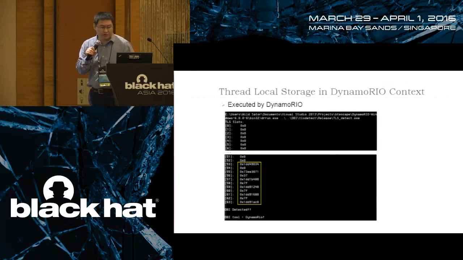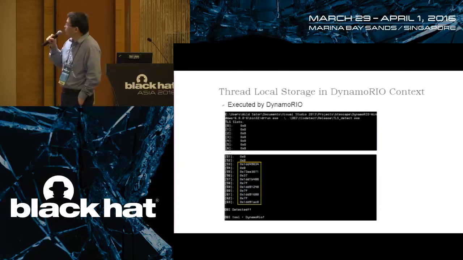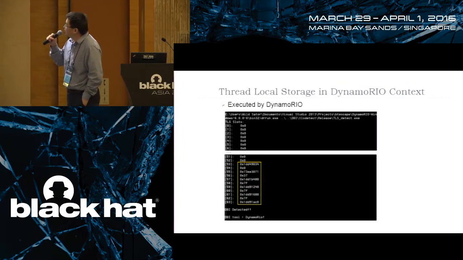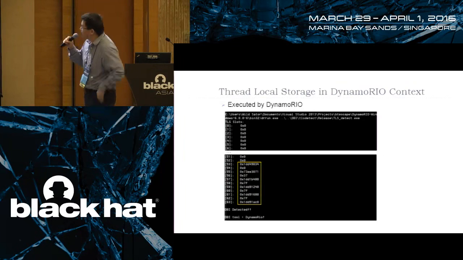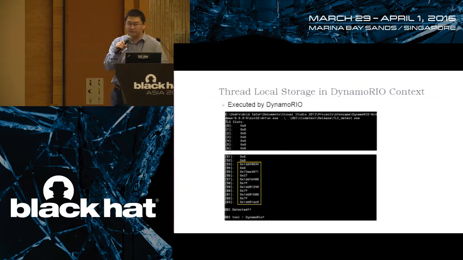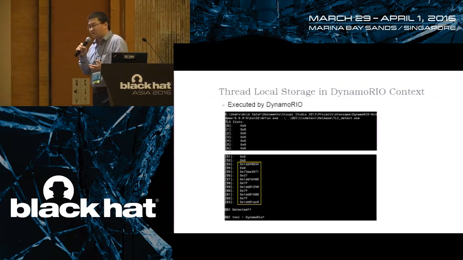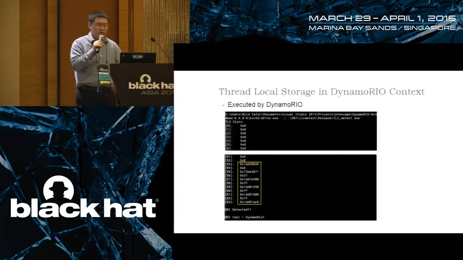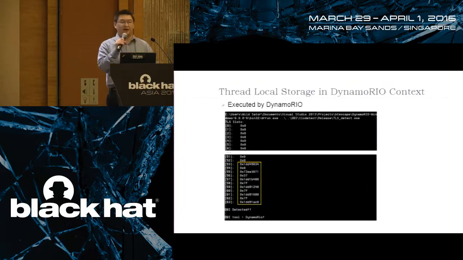Here, this one is about DynamoRIO. If you run DynamoRIO, you can see the later indexes, for example 53, and after that a bunch of values. That's by design. DynamoRIO will put a bunch of data there. Based on this, you can easily detect the DBI, right? Very straightforward.